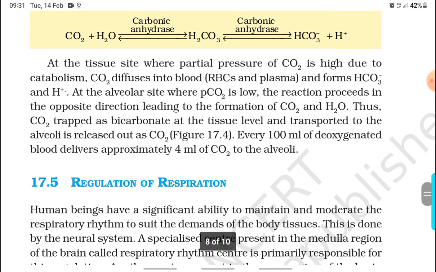At the tissue site where partial pressure of carbon dioxide is high due to catabolism, carbon dioxide diffuses into blood, RBCs and plasma and forms bicarbonate ion and hydrogen ion. At the alveolar site where partial pressure of carbon dioxide is low, the reaction proceeds in the opposite direction, leading to the formation of carbon dioxide and water. Thus, carbon dioxide trapped as bicarbonate at the tissue level and transported to the alveoli is released out as carbon dioxide. Every 100 ml of deoxygenated blood delivers approximately 4 ml of carbon dioxide to the alveoli.